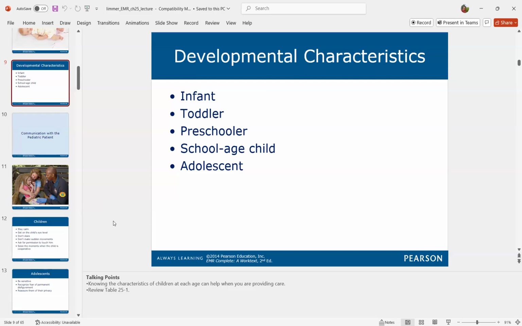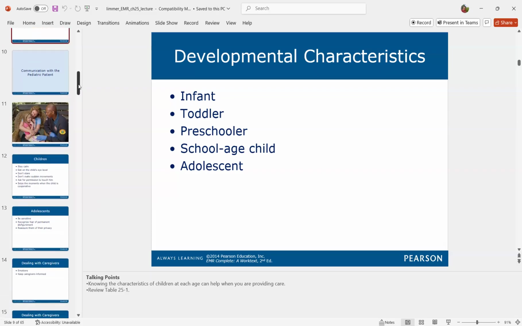And if you want to know more about that one, revert back to that lifespan development chapter that we talked about as well, because we went through all of those characteristics there.